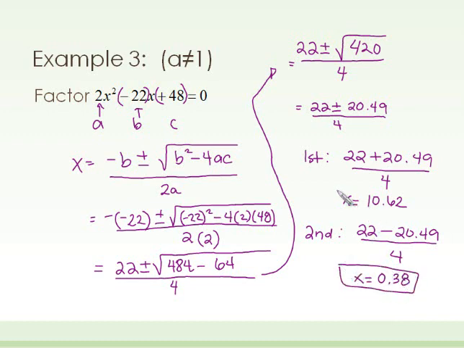So do you see how we could not have factored this over here? There's no way we would have been able to come up with these numbers to see that they add up to be the middle number because of this 2. So let's go ahead and try another one like this one.